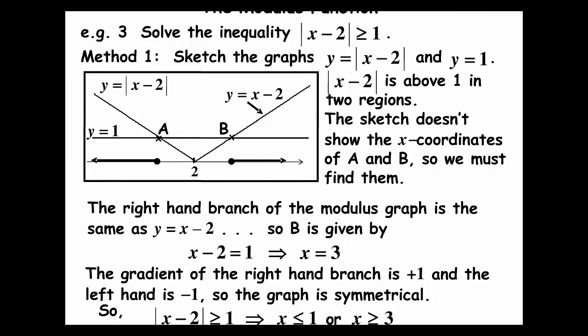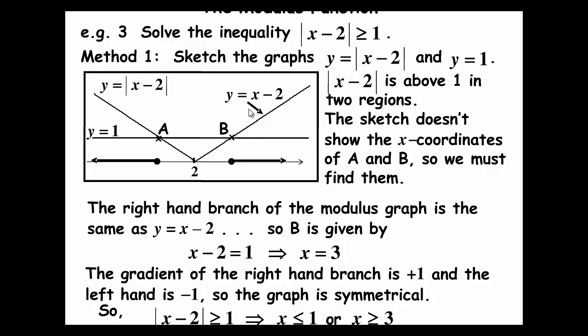Okay. This time we've got a modulus on one side and a number on the other. We're using the graphical method, so we sketch the graph of the modulus of x minus 2. So y equals the modulus of x minus 2 is this graph here. We draw y equals 1. And we're after where the modulus graph is greater than or equal to 1.